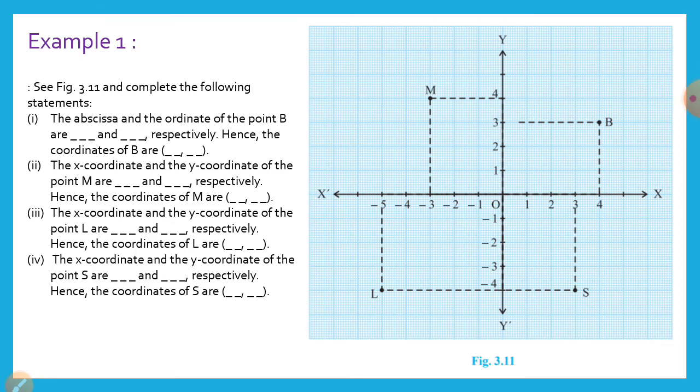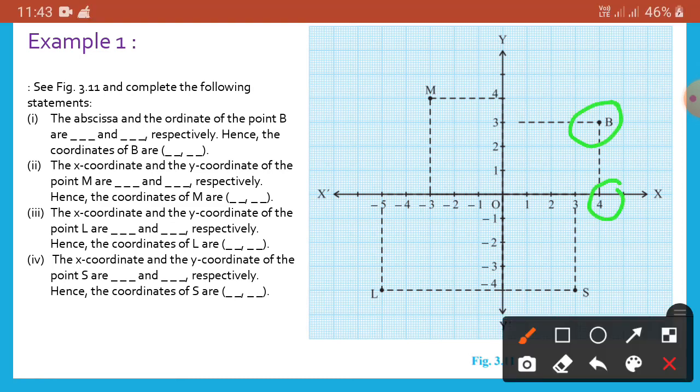So look at it carefully. Since the distance of the point B from the y-axis is 4 units, the x coordinate or abscissa of the point B is 4. The distance of the point B from the x-axis is 3 units. Therefore the y coordinate, that means the ordinate of the point B, is 3 here. So hence the coordinates of the point B will be (4, 3). Okay, number 1 completed.